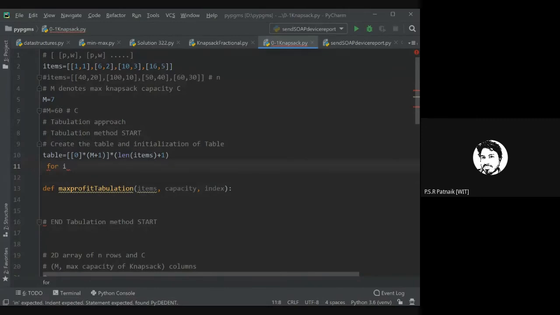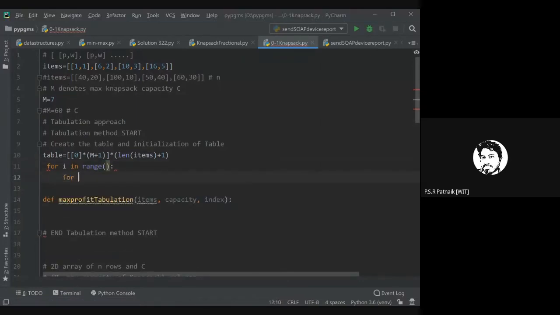What should be the initial value for i in? Write some value here, for j in range. Now I need to figure out what values I should write. For i, it will always start with 0. 0 is already done, it is always 0, we did not compute anything. It's already computed. So we will always start with one item, and the range goes till the max.